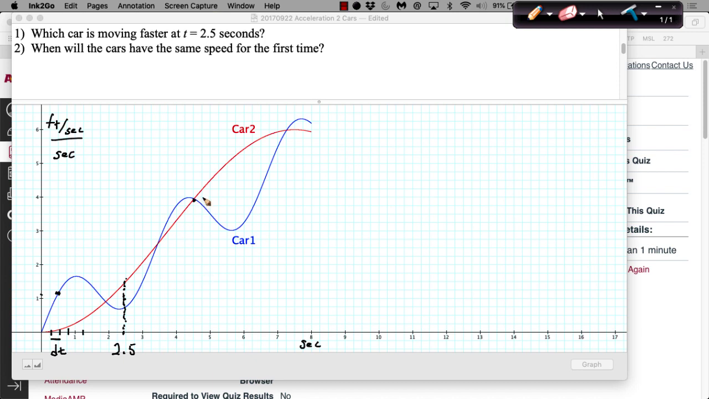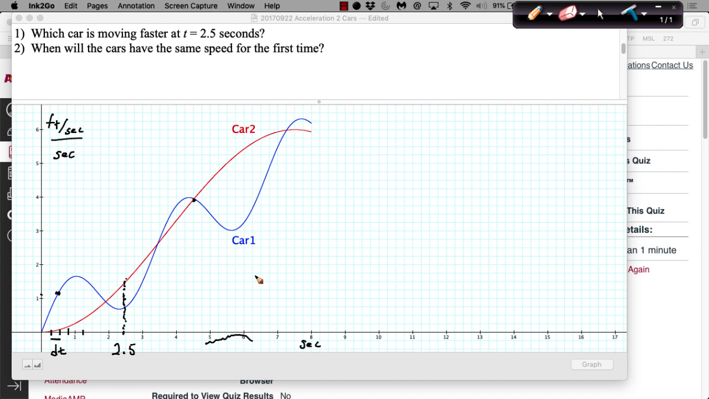But then starting at 4, car 2's acceleration is much higher than car 1's. So somewhere, maybe in here, 5 or 6 seconds, car 2's speed is going to reach car 1's speed. How can we find out exactly when? I want to know exactly when. How can I find out?